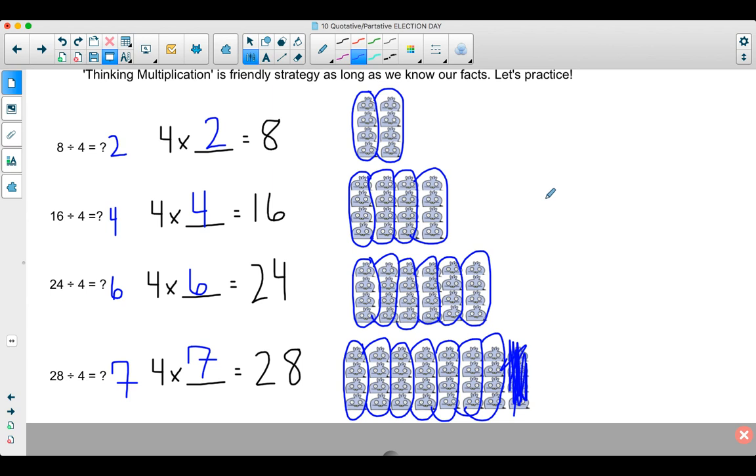All right, that's a strategy work for today. We've practiced dealing out and we practiced thinking multiplication.